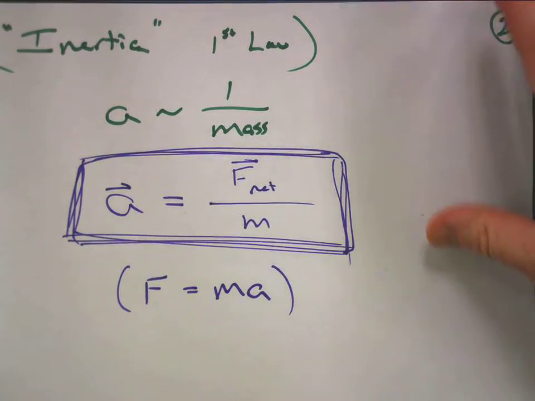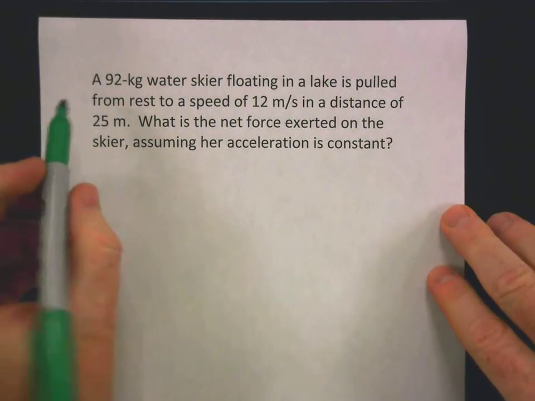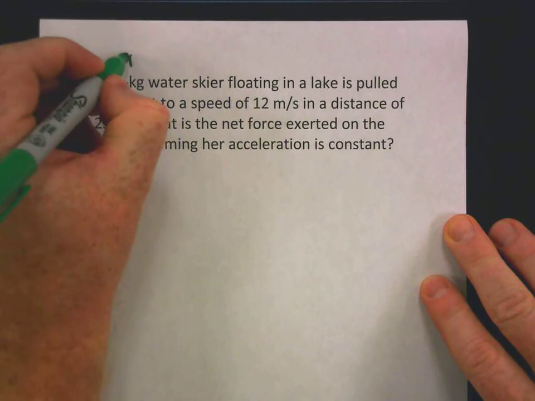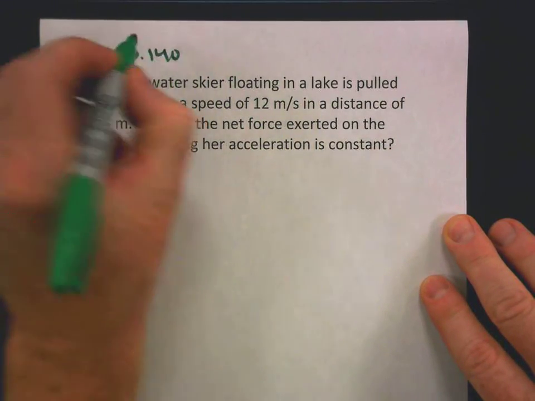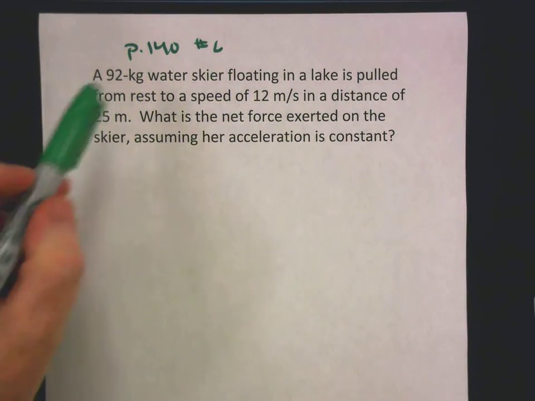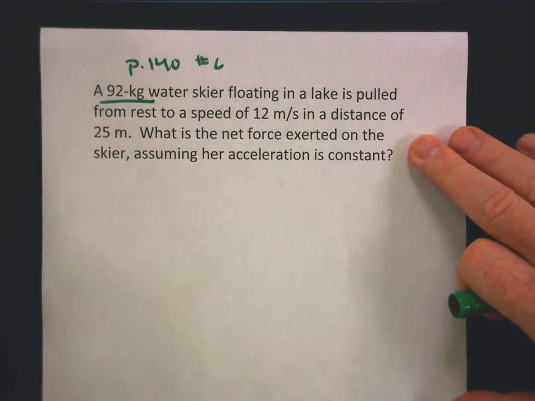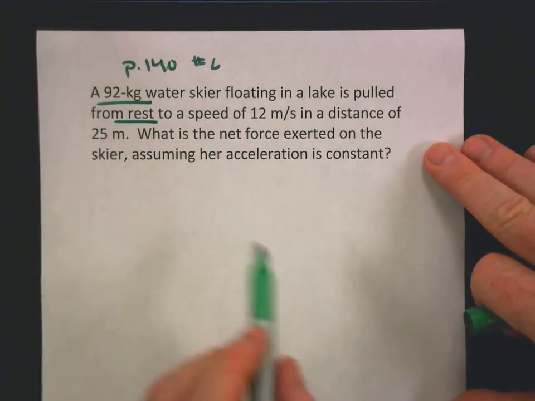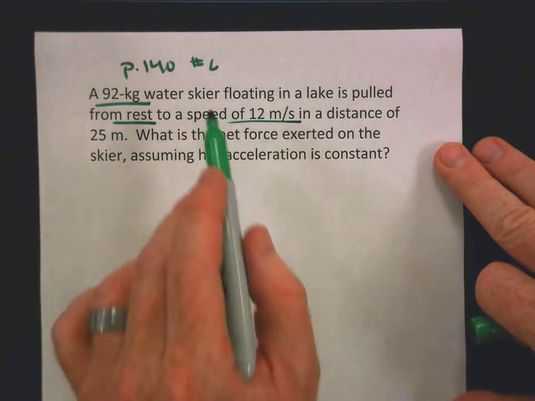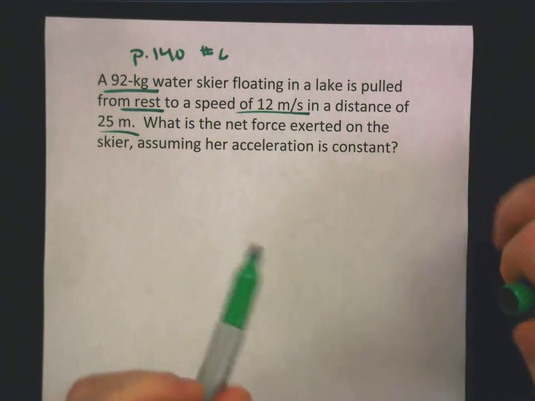Okay, let's look at an example. This is, by the way, one of the problems out of the textbook, I should note that for you. This happens to be page 140, number 6, I believe. We have this 92 kilogram water skier, so we're given mass. Floating in a lake is pulled from rest. So there's mass. Pulled from rest, that's probably important. To a speed of 12 meters per second, that sounds like a speed we'll need. In a distance of 25 meters, so more information there. What is the net force exerted on the skier?